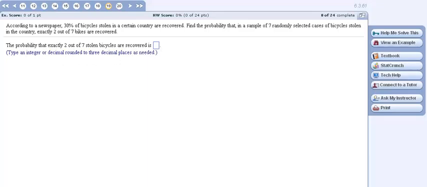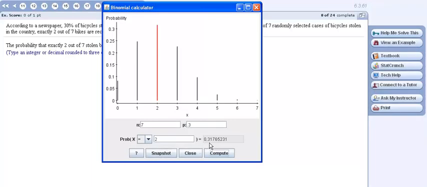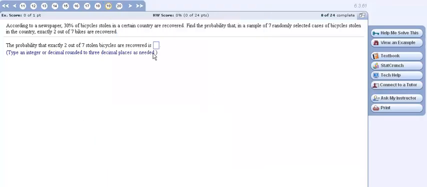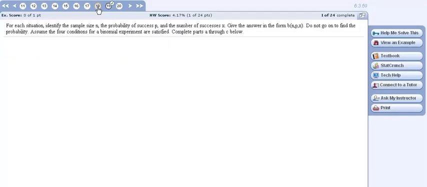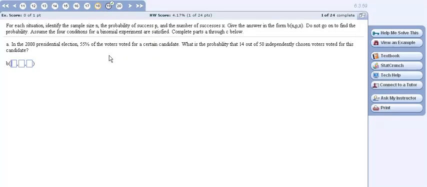So let's see what the value was again. Where's the StatCrunch? Here it is. So to 3 decimal places, this would be 0.318. And that's it. Now problem number 18 is very similar, but this one we have a little bit different.